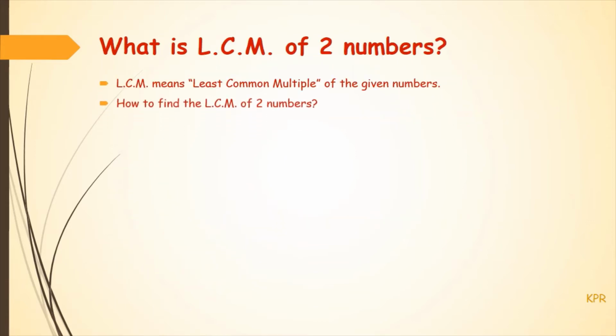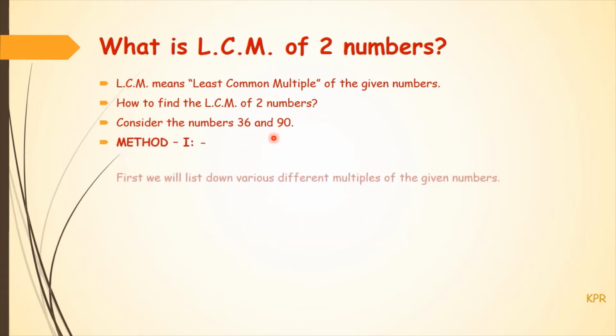Here we will try to understand what is the concept of LCM. LCM means the least common multiple of the given numbers. How to find LCM of two numbers? Consider the numbers 36 and 90.